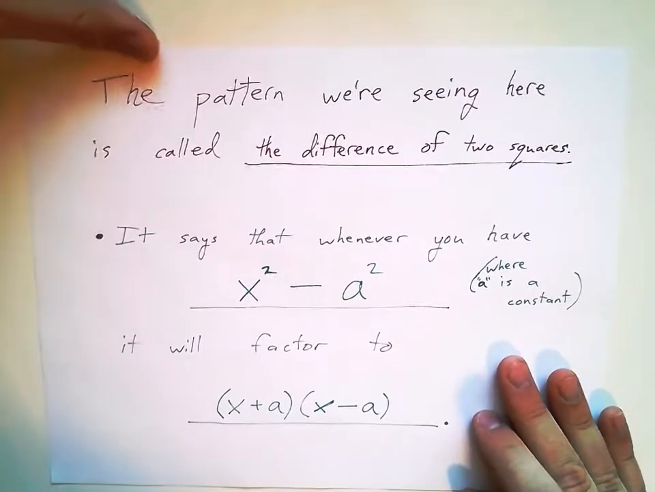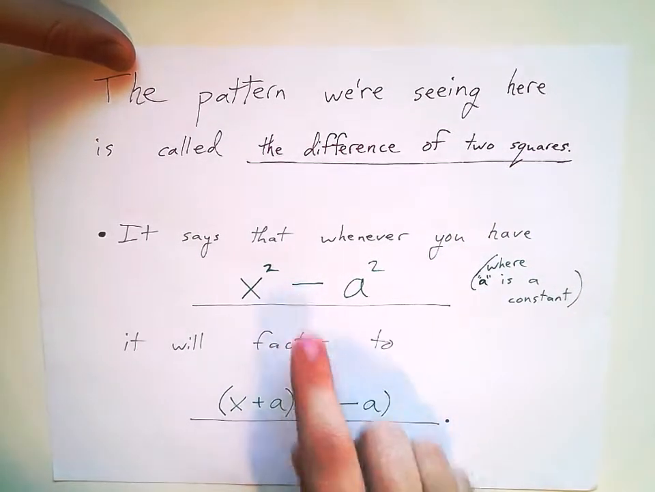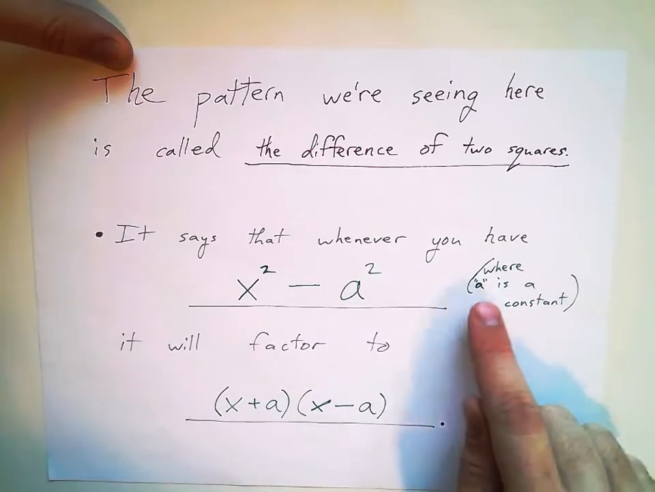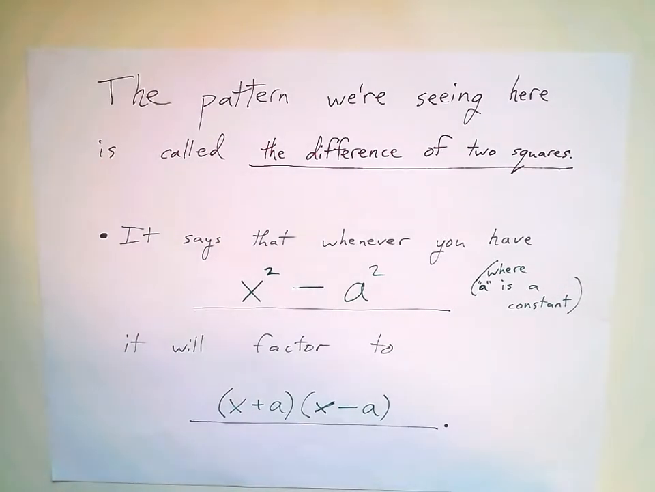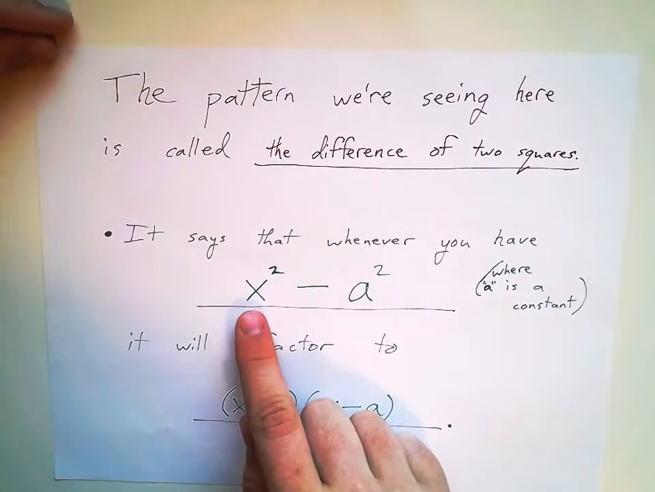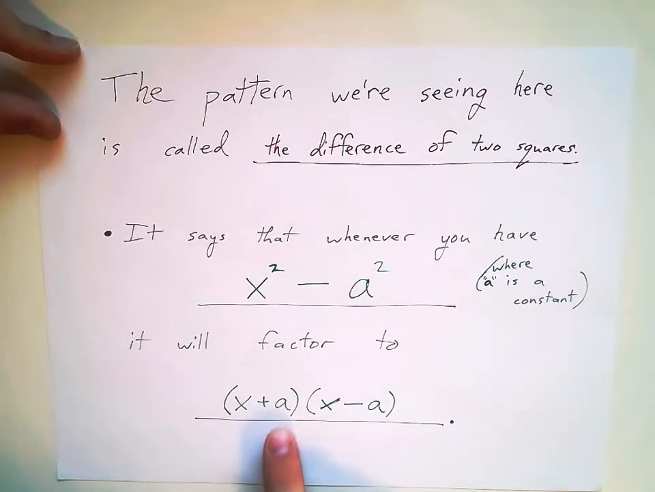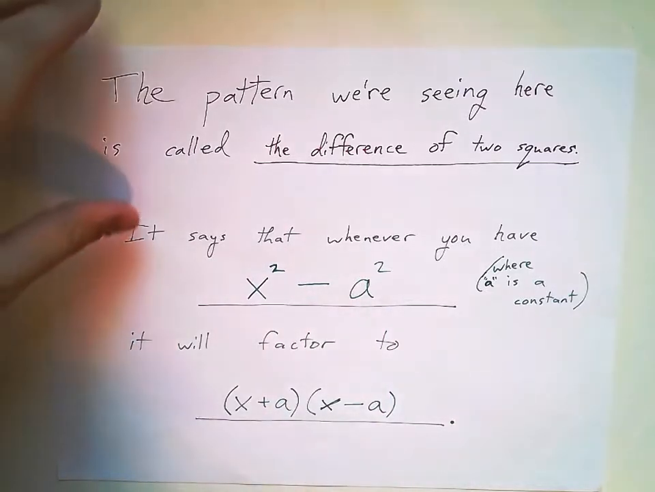So the pattern is called the difference of two squares. Difference because it's subtracting: x squared minus some number squared. So a is a constant. It could be 3, or in the last two it was 4 and 5. So whenever you see x squared minus a number squared, it will factor to x plus that number times x minus that number. That's the pattern. So now let's look at some examples and use this pattern to get the answer really quickly.